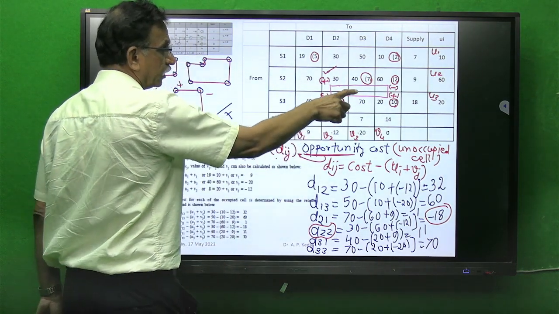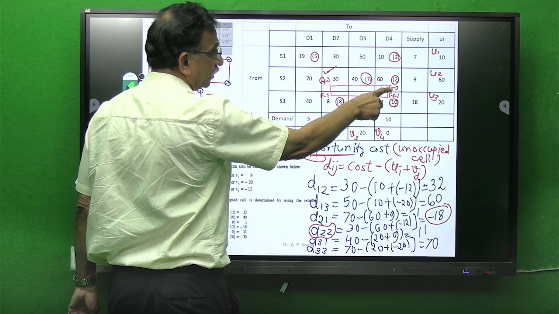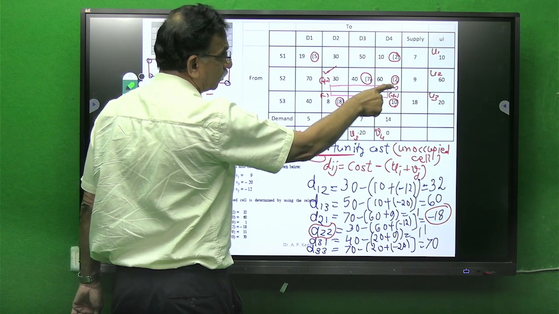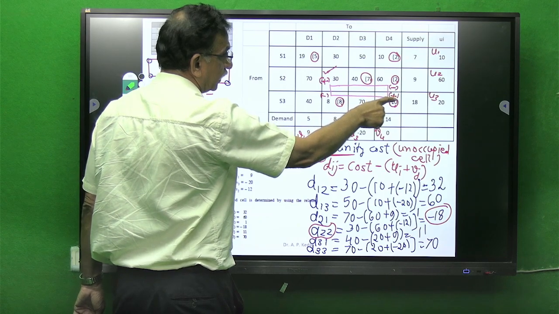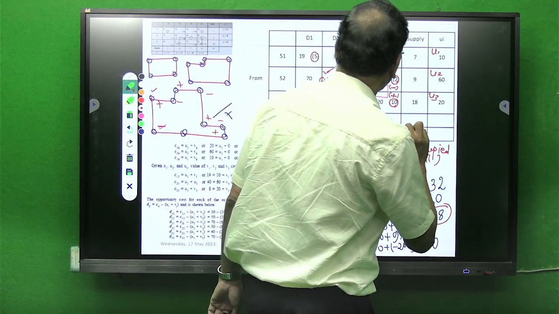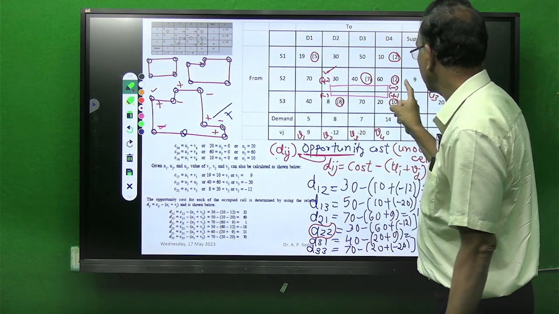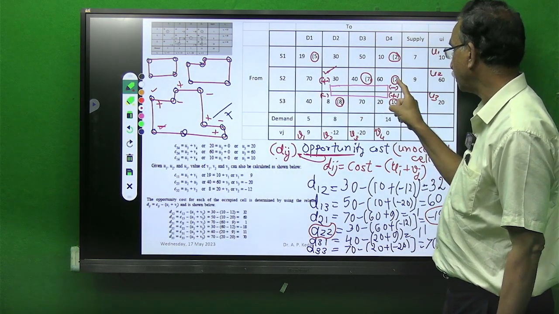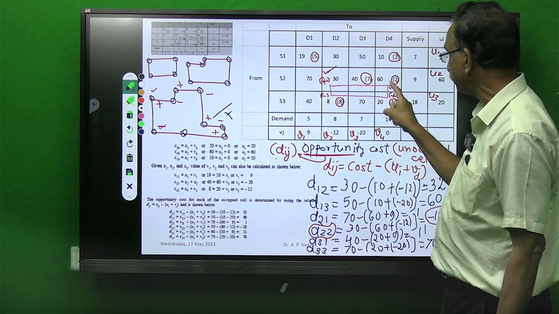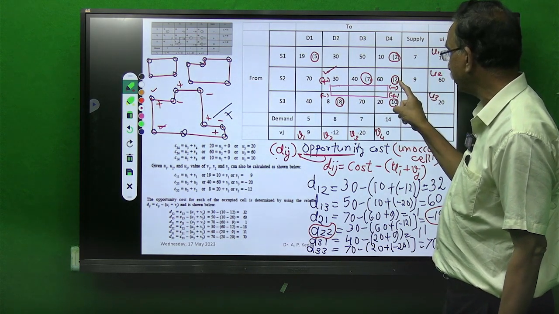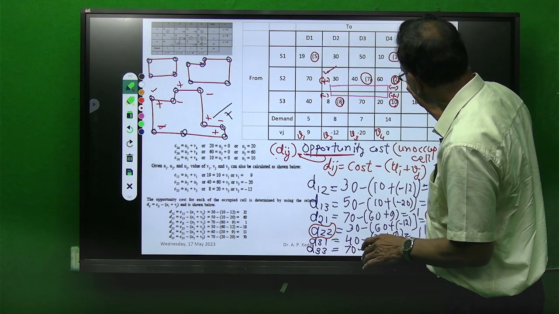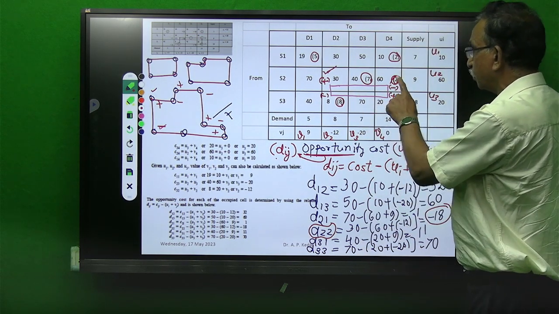Next, here we are having allocations as 2, and here allocation, this is not 12, this is 2. 2 and 8. This is 2 and 8. So amongst 2 and 8, minimum is 2. Minimum is 2. So what we'll do?